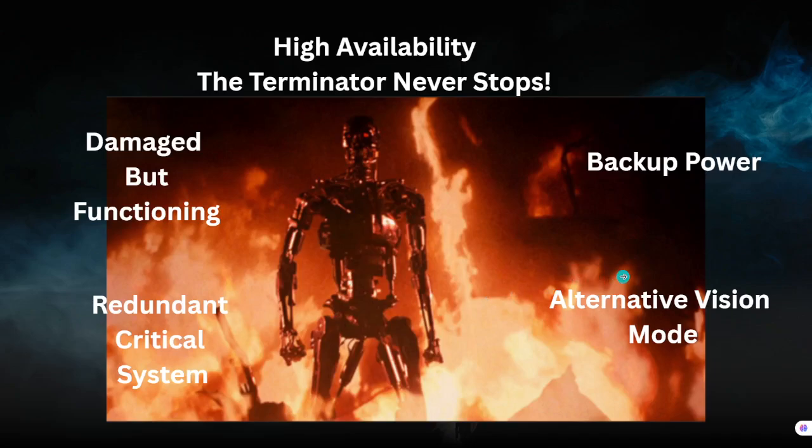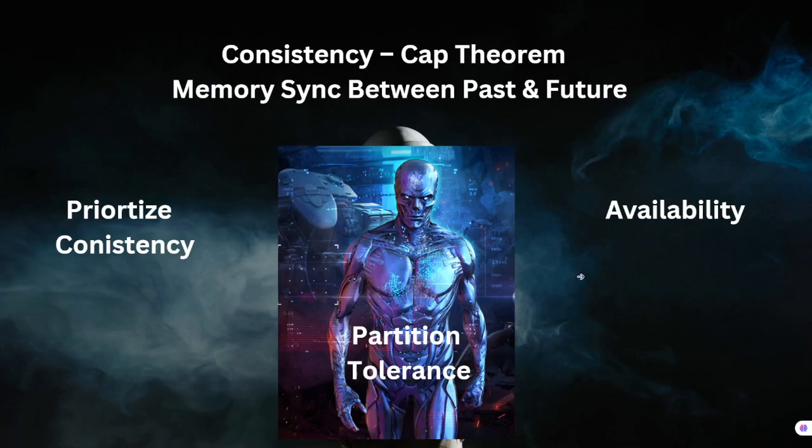The second concept is consistency. CAP theorem states that in a distributed system, you can't have consistency, availability, and partition tolerance all at once. You must choose two. The Terminator syncs information from the future but operates in the past. However, it sometimes gets out of sync when events change, like John Connor's survival. If it prioritized consistency, it would have to pause every action to confirm that the future still matches its mission parameters. Instead, it prioritizes availability and partition tolerance by continuing its mission even if data is incomplete or changing.